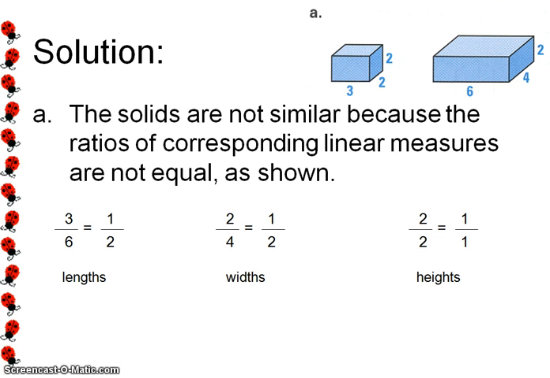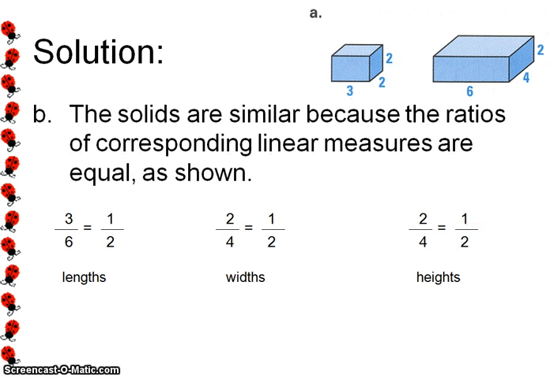So if you want to look at it as ratios, you can say that in the case of the first one, it was a 3 to 6, which gives us 1 to 2. It was a 2 to 4, which is a 1 to 2 ratio. And this was 2 to 2, which is 1 to 1. So those ratios are not all the same. In the case of the second example, 3 to 6 gives you a 1 to 2, 2 to 4 gives you a 1 to 2, and 2 to 4 is 1 to 2. So they are similar solids.